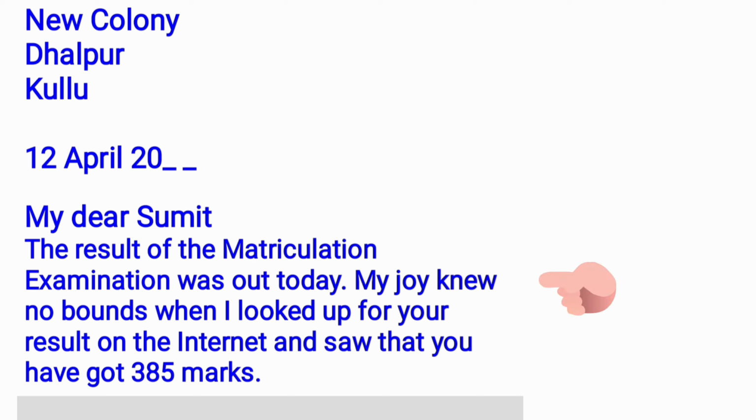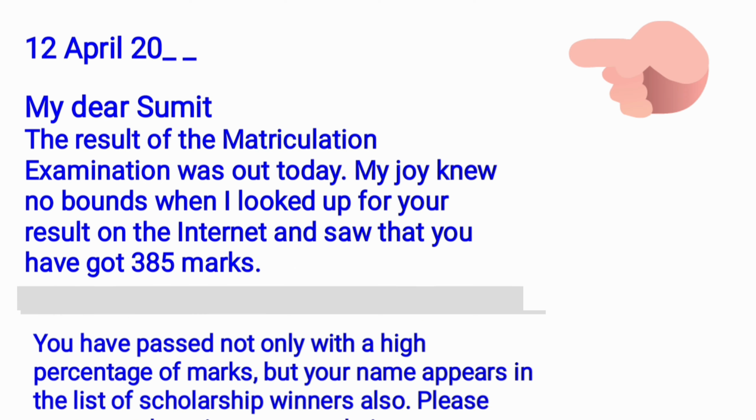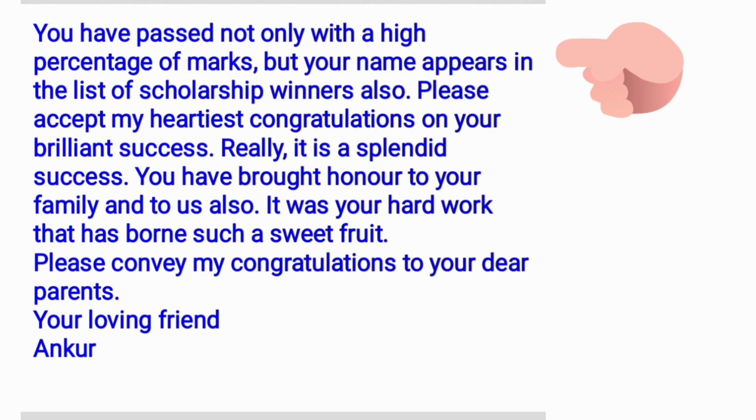Then write the body of the letter, like: The result of the matriculation examination was out today. My joy knew no bounds when I looked up your result on the internet and saw that you have got 385 marks. You have passed not only with a high percentage of marks, but your name appears in the list of scholarship winners also.